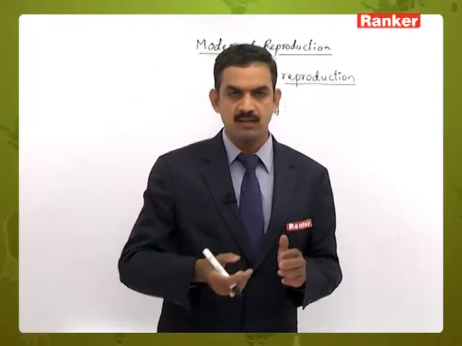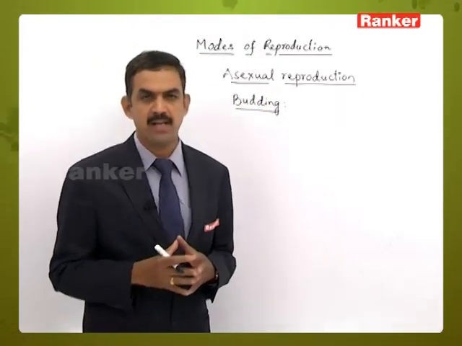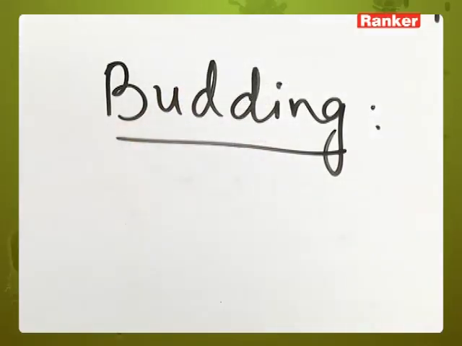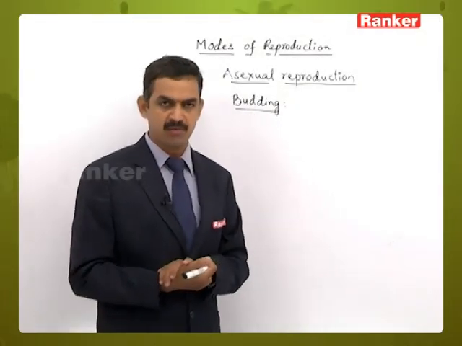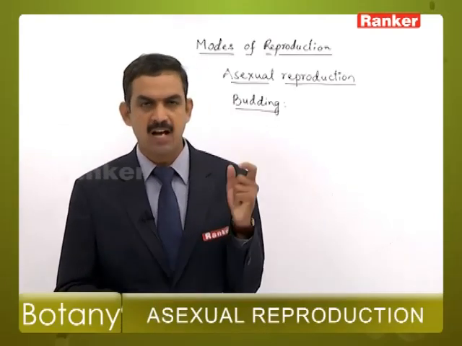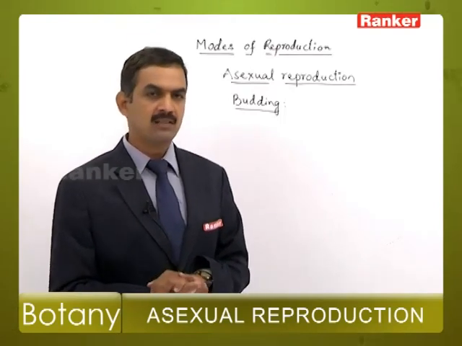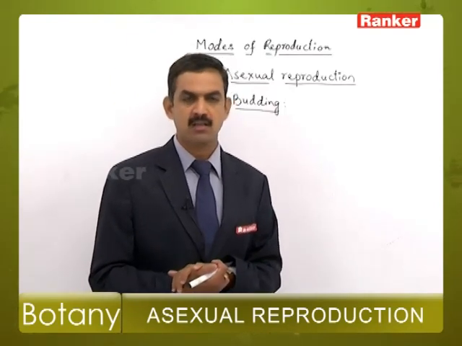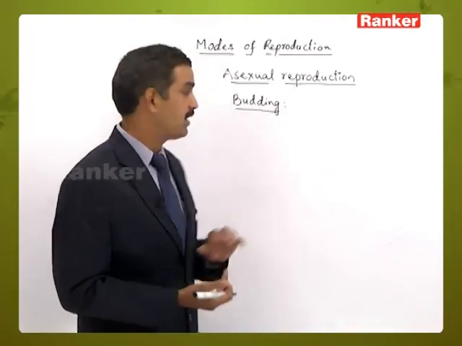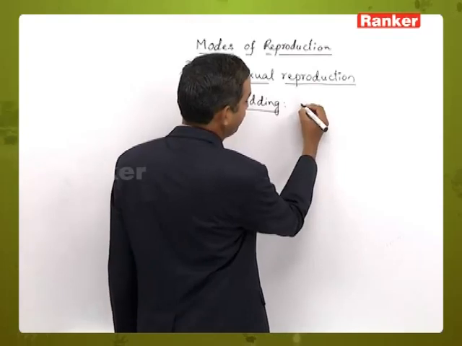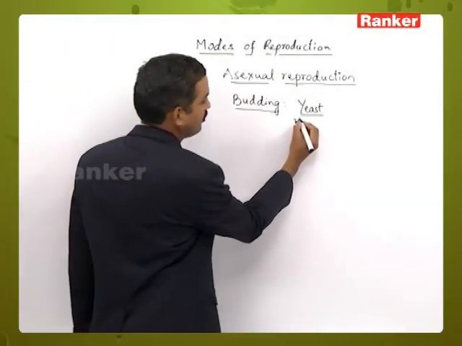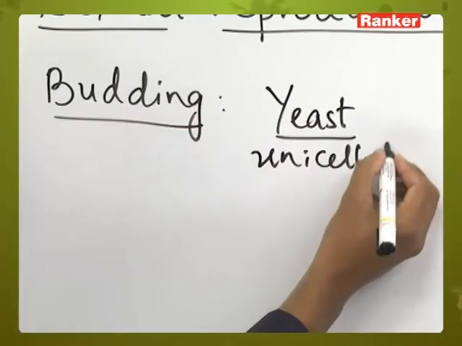In binary fission, the division of the parent cell is into equal parts, but in budding the division is an unequal division. That is, the parent will divide to form a small protuberance, and that protuberance is called as a bud, and that bud will separate out from the parent organism and develop into a new daughter plant. So this budding can be observed in yeast. Yeast is a unicellular fungus.